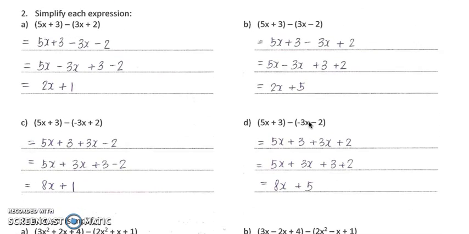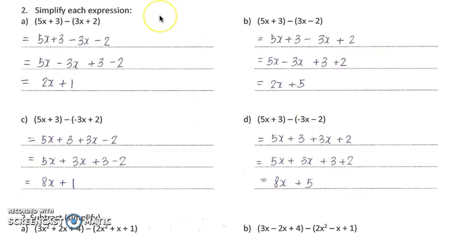Number 2. Simplify each expression. A. 5x plus 3 minus the group 3x plus 2. Since we are subtracting, the first group is not affected, so it's 5x plus 3. But the group that is being subtracted, we have to change the signs. So take away 3x, take away positive 2 is negative 2.